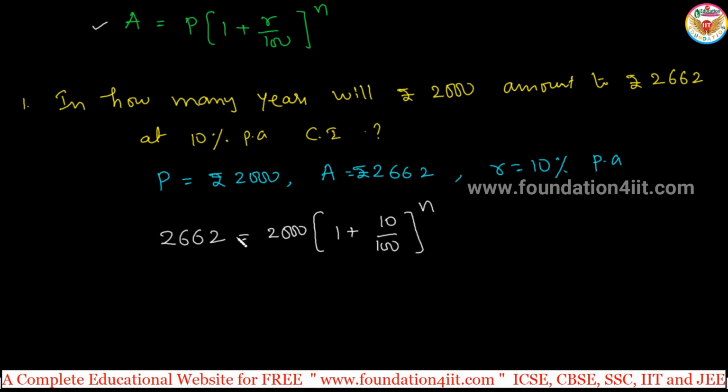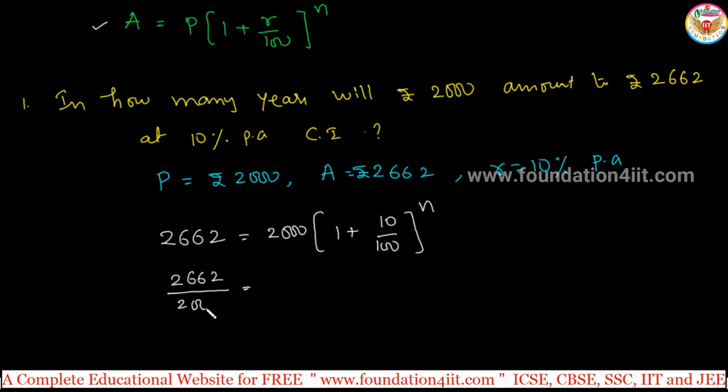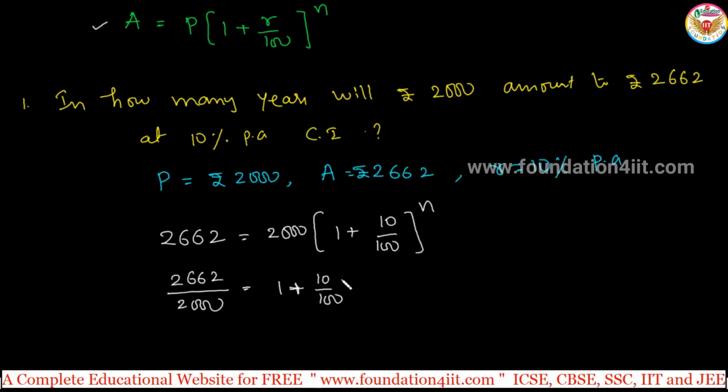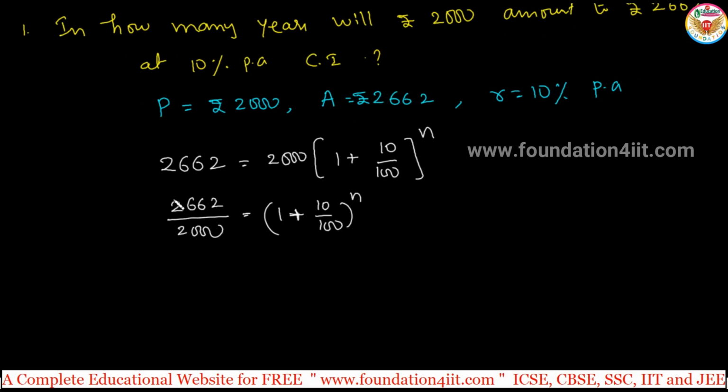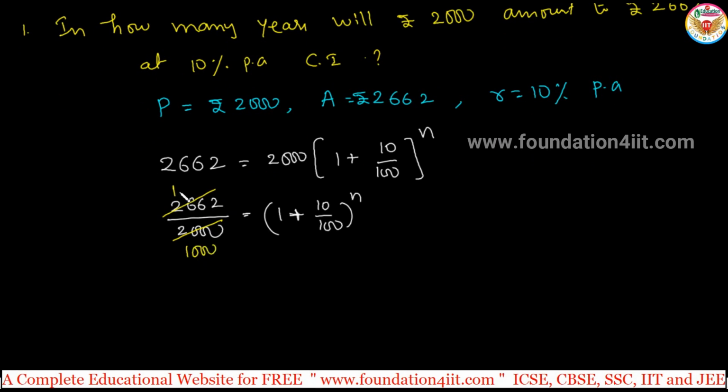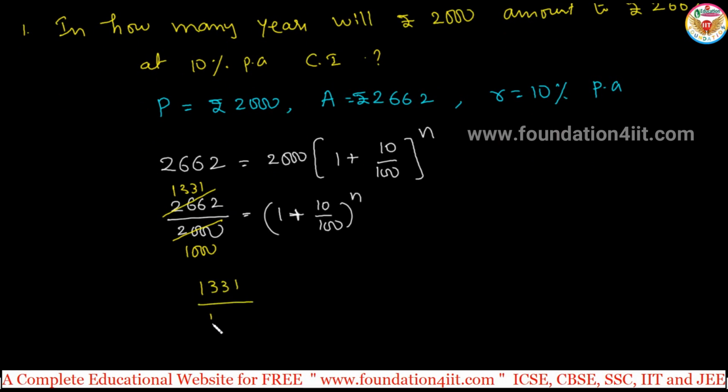So for what value of n will this be equal? 2000 is multiplied with this entire term, so take it to this side: 2662 divided by 2000 is equal to 1 plus 10 by 100, whole to the power n. To find the n value, we need to make the bases the same. That means we have to simplify this first, LHS and RHS separately. We can cancel the 2 table, 2 1000, this 1331. So finally I got 1331 by 1000. Don't cancel more.